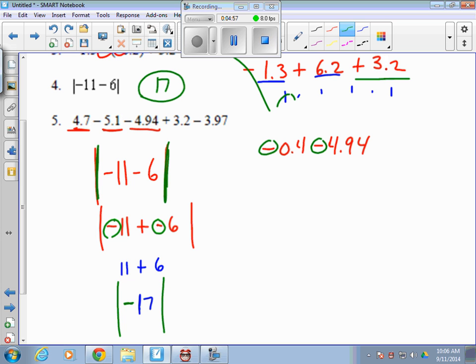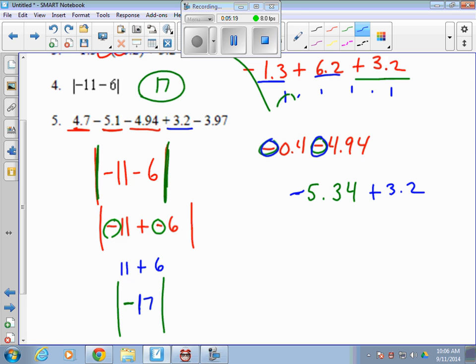4.94 plus 0.4 is going to be, we're going to have 4 at the end. 9 plus 4 is 13. Carry a 1, and you're going to have 5.34. But the last part is to keep that common sign negative. So now we have negative 5.34 plus this next part, 3.2.